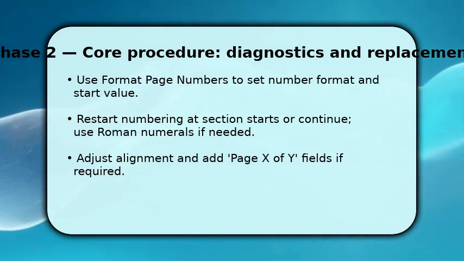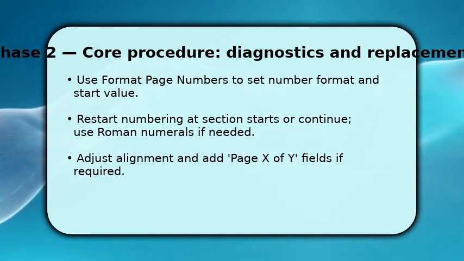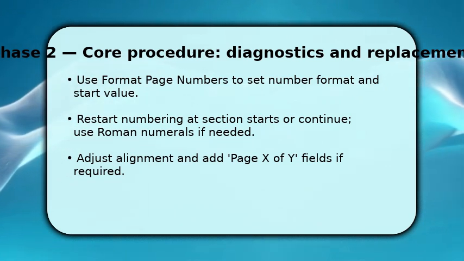To show totals, insert page number, then type "of" and insert the num pages field. This yields page X of Y. Make sure alignment and font match your document style.